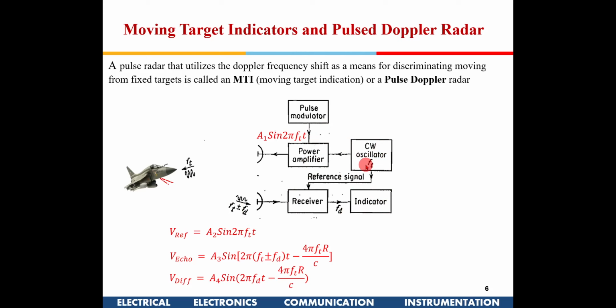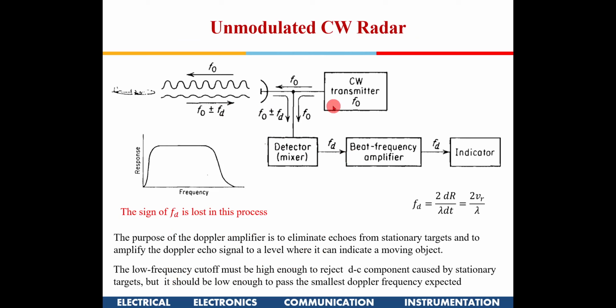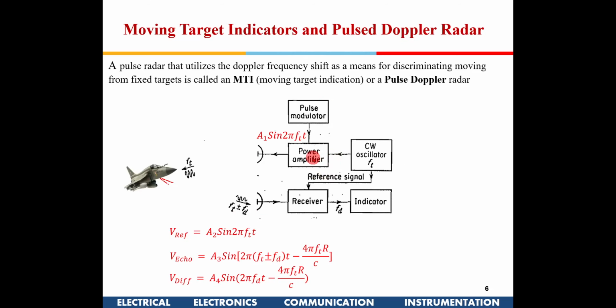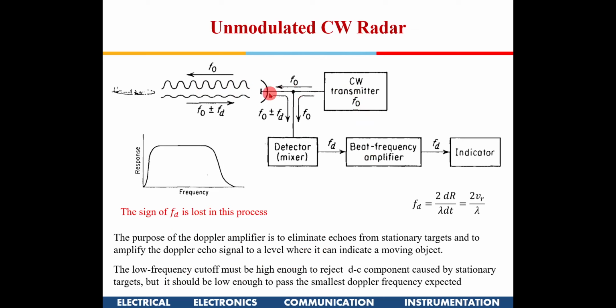Now let's just consider this in a block diagram. We have a continuous wave oscillator. Initially in the CW block diagram, we saw that was being transmitted. Now we are not transmitting it as it is, because we have a power amplifier in between, and that is switched on with a pulse modulator. So obviously you are transmitting in small pulses. If you are transmitting CW, then you require a large amount of power, continuously transmitting a large amount of power.